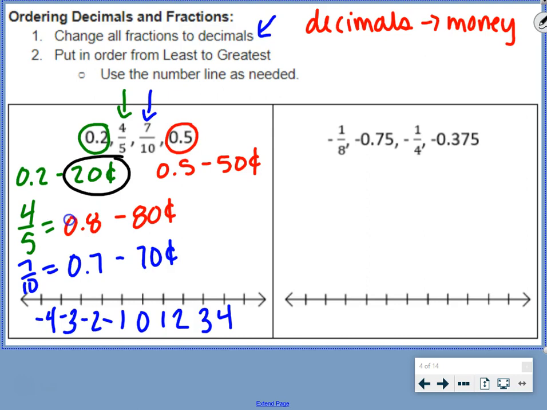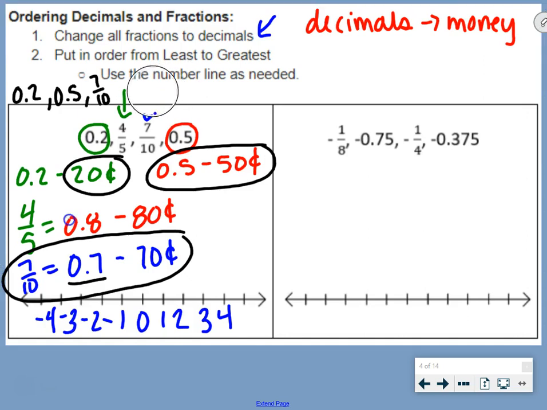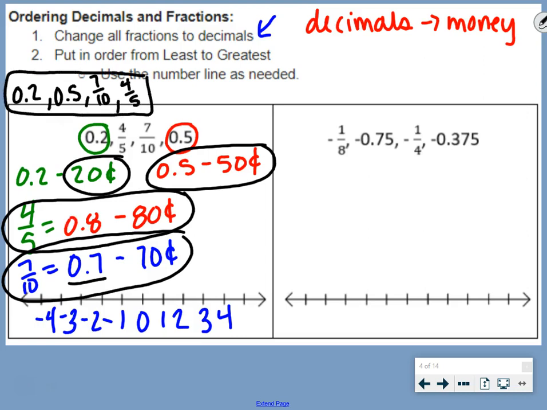So if we think about money, the least amount of money we have is 20 cents. So that's going to be our smallest number, 0.2. The next biggest amount of money is 50 cents. So then we put comma, 0.5. Then the next biggest amount would be 70 cents. Now we don't want to put the decimal form in our list. We need to put the original form. So since the original form was 7/10, we're going to put 7/10. And then the last amount is 80 cents. So 80 cents was originally 4/5. So that would be our fractions and decimals in order from least to greatest, the smallest amount to the biggest amount.